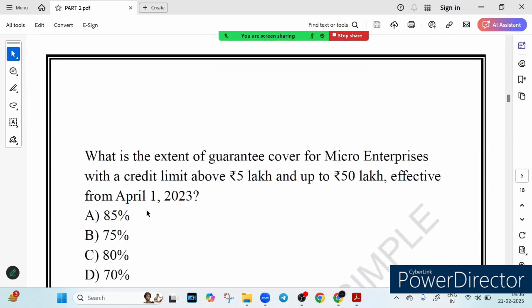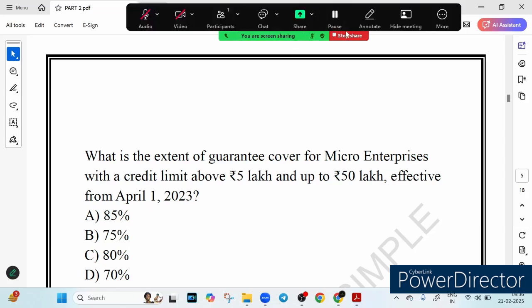Now let's see this question. What is the extent of guarantee cover for micro enterprise with a credit limit of above 5 lakh and up to 50 lakh effective from 1st April 2023? So very nice question it is. Some percentage has been given to you, right? Option A says 85%, 75%, 80%, 70%. So first option 85% is incorrect.